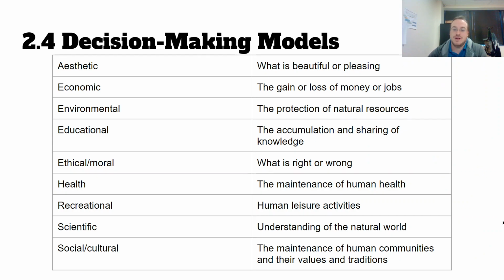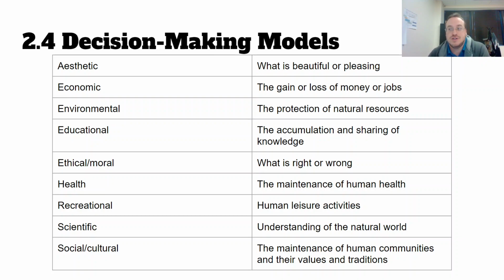Here is a table of, I think, 9 different values that might be considered in a decision-making model. You don't have to memorize all of these, so don't freak out about it. I just want you to get a general idea of them and maybe look at a few of your own, right? So let's walk through these together.